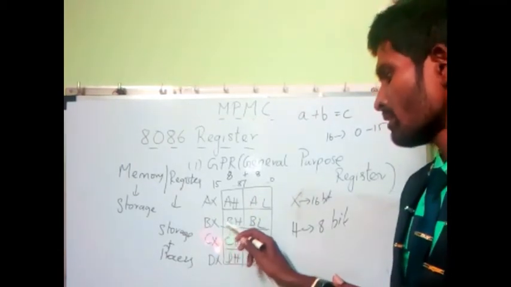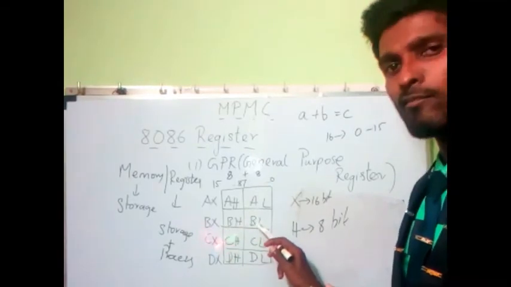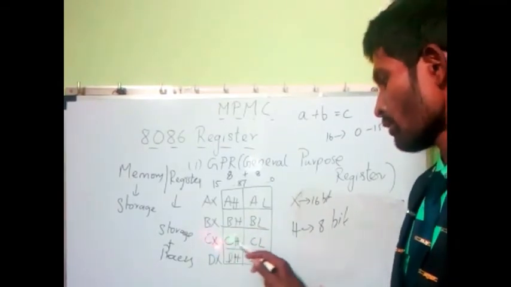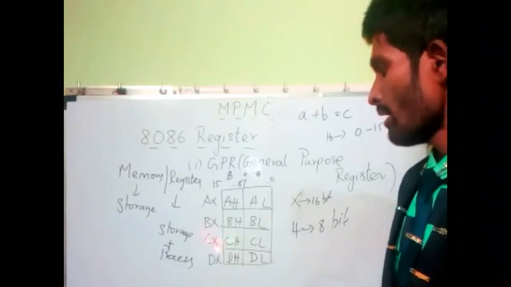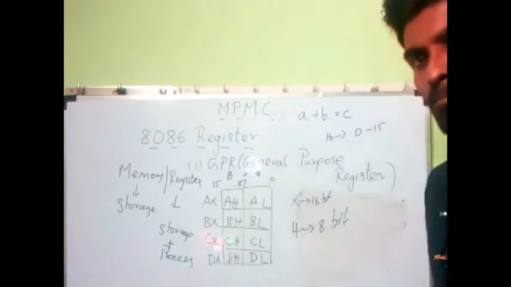Likewise, BX means higher byte of B, lower byte of B. CX means what? Higher byte, lower byte. DX means higher byte, lower byte. And this is what is said about the general purpose registers.